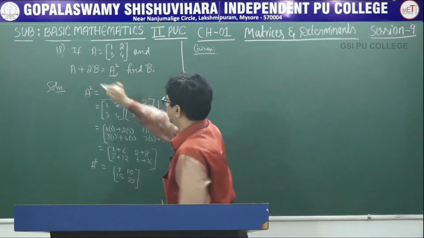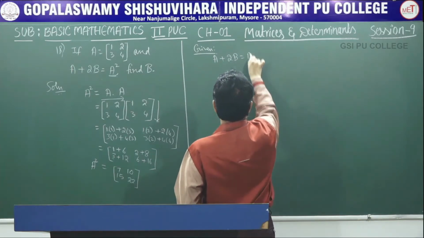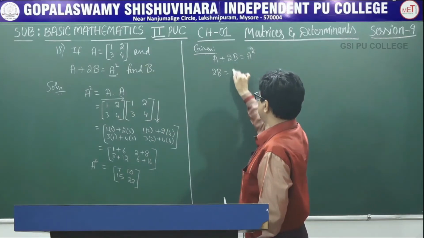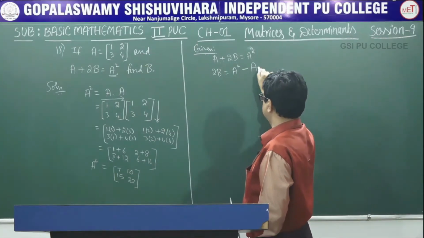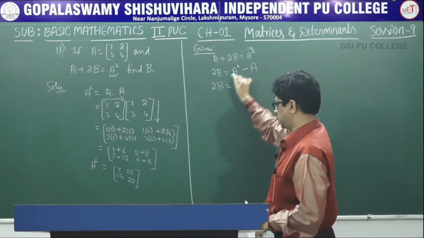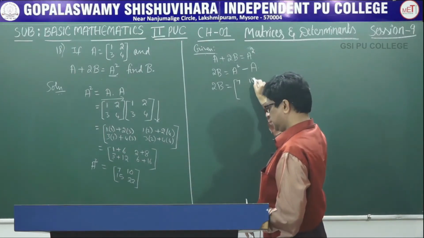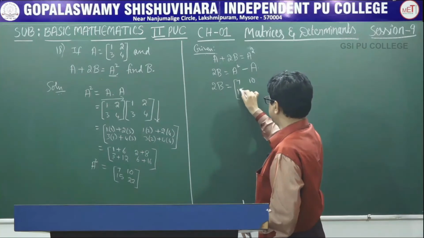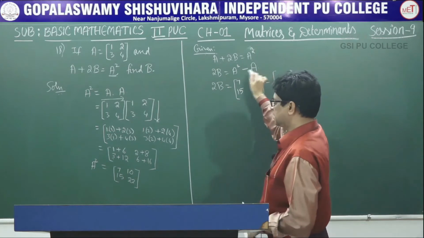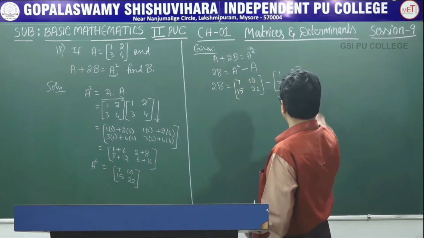So, the given condition is A plus 2B will be equal to A square. So, 2B will be equal to A square minus A. So, that is 2B will be equal to A square matrix, which is 7, 10, 15, 22, minus A. A matrix is 1, 2, 3, 4.